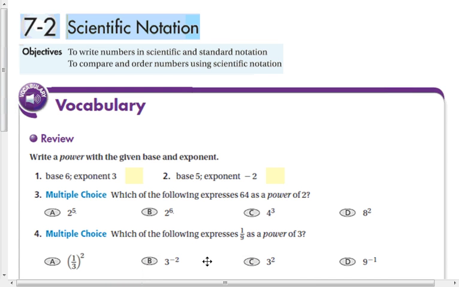Hey students, this is lesson 7.2. In this lesson, we're going to learn how to write numbers in scientific and standard notation and to compare and order numbers using scientific notation. Go ahead and do the review. I'll check back with you.